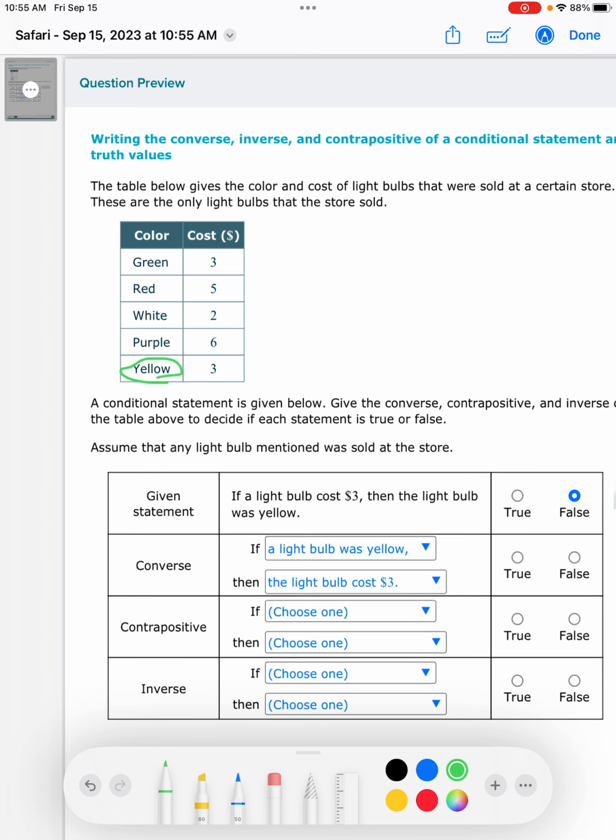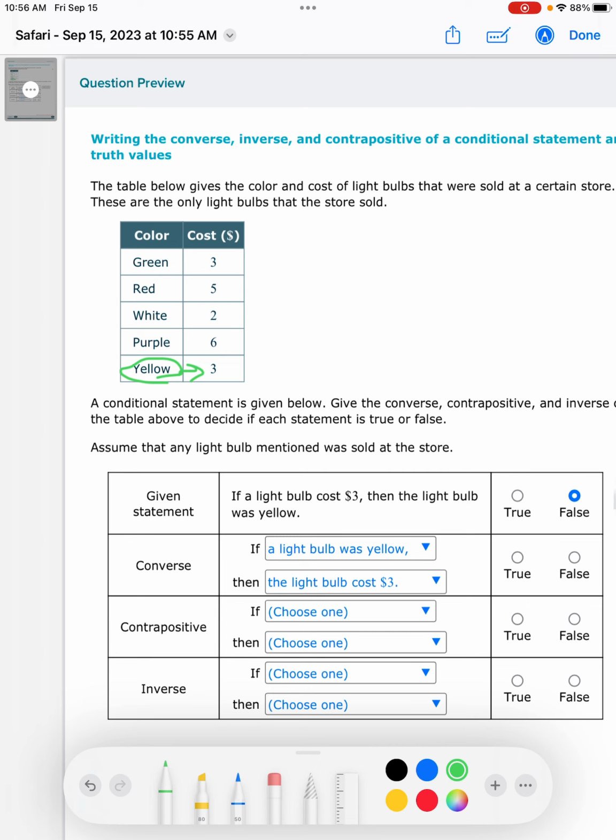Okay, so there's my one light bulb that can be yellow. And then my statement says, well, then the light bulb has to cost $3. Well, in my one scenario, does it cost $3? It does. So is this always correct? Yes, right? Because it's the only situation where we have a yellow light bulb, and it also happens to cost the $3. So that is always true. There are no other scenarios, at least in our table that they gave us, right, to make this false.